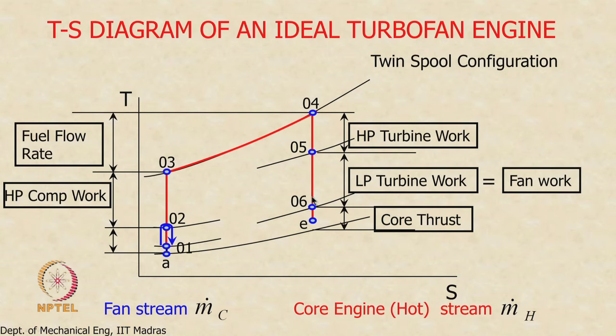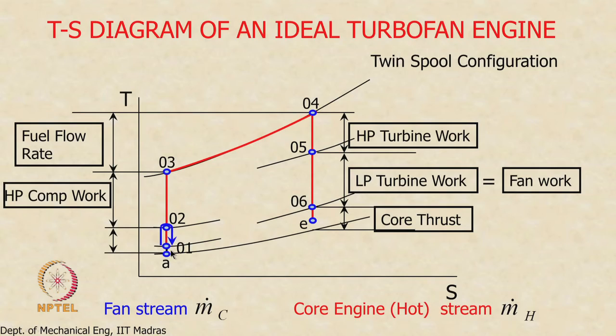Whereas, the LP turbine handles only m dot h, but it has to produce an amount of work equal to the fan work, which is why you see 05 and 06 being quite far apart, whereas 01 and 02, although the work is the same, are very close to each other. That is because of the difference in the mass flow rates. This enthalpy change is multiplied by m dot c plus m dot h, whereas this enthalpy change is multiplied by m dot h alone. That is why they appear this way.